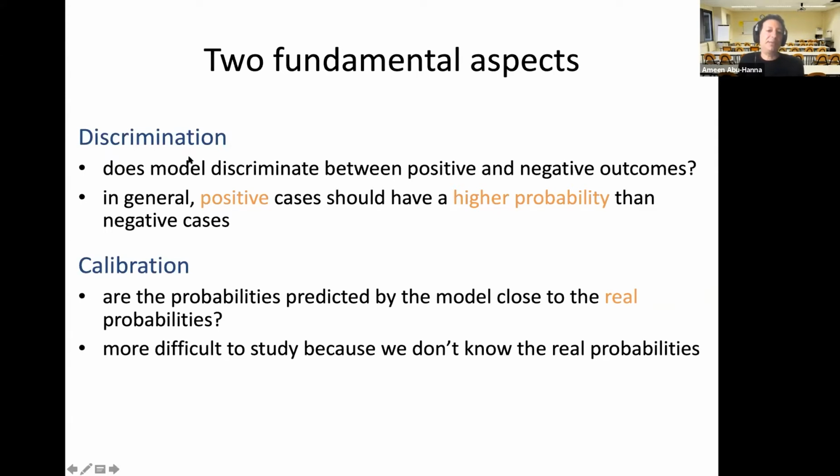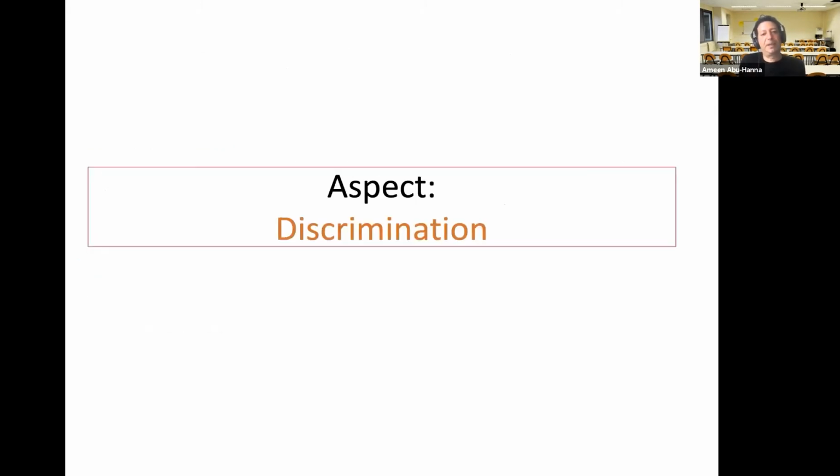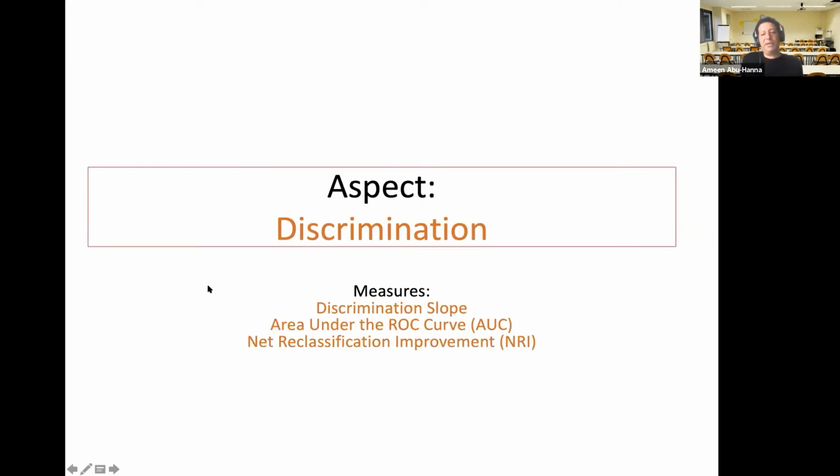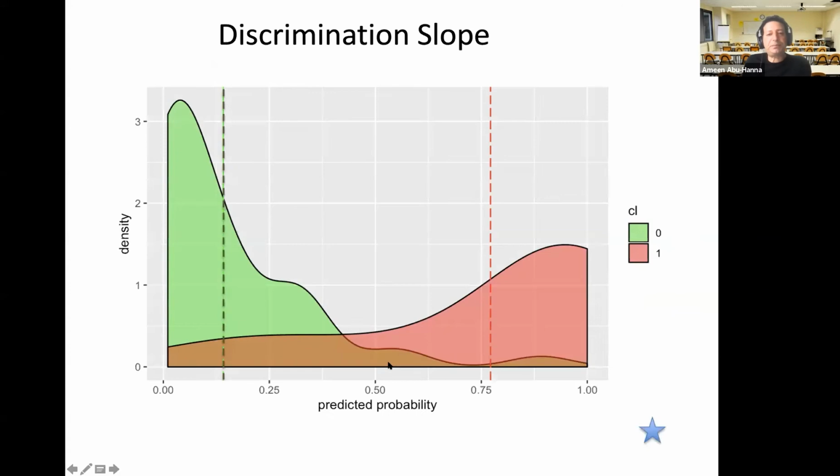Discrimination is about outcomes, those who lived and those who died, and I'm comparing if my model is giving more probability to those who died. So let's talk more about discrimination now, and we look at three measures. One is called the discrimination slope, and one is the AUC, the area under the curve, and the net reclassification improvement.